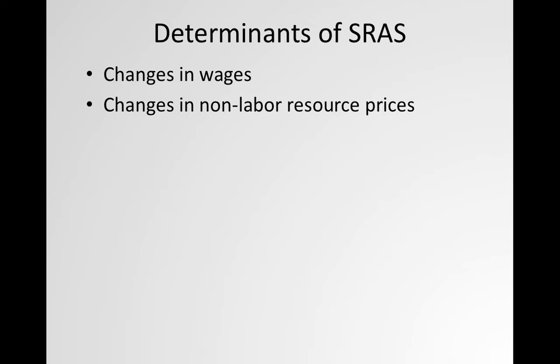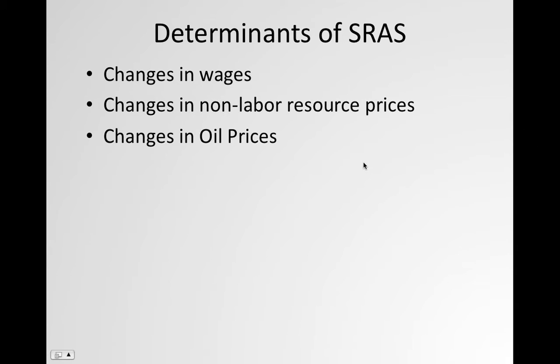Also changes in non-labor resource prices, so rubber, metal, sugar, any sort of raw material, or even things like microprocessors or semiconductors. These are all things that also are costs for businesses to produce their goods and services. If they get cheaper, SRAS will shift to the right. If they get more expensive, it shifts to the left.